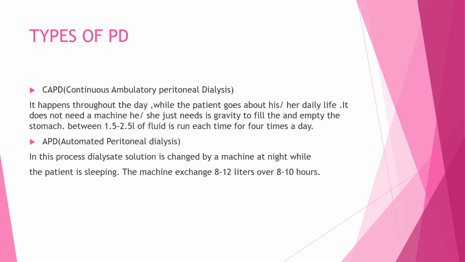Types of peritoneal dialysis. CAPD, which is called continuous ambulatory peritoneal dialysis, happens throughout the day while the patient goes about his or her daily life. It does not need a machine. He just needs gravity to fill the empty abdomen. Between 1.5 to 2.5 liters of fluid is run each time, 4 times a day. APD, automated peritoneal dialysis: in this process, the dialysis solution is changed by a machine at night while the patient is sleeping. The machine exchanges 8 to 12 liters over 8 to 10 hours.